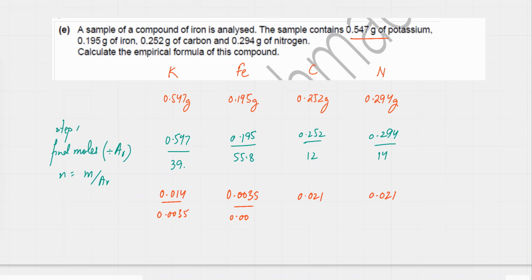So that's the second step. You divide everything by 0.0035. So that's step one. And your step two is divide by the smallest.